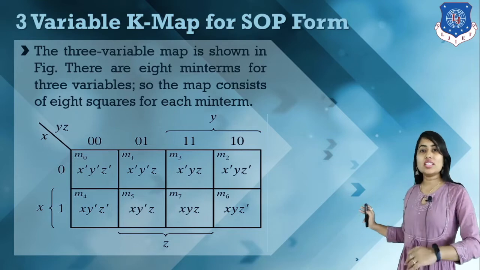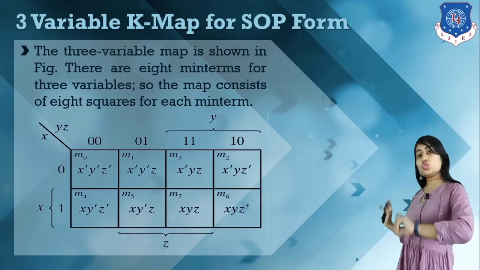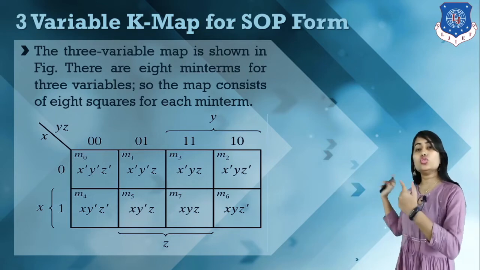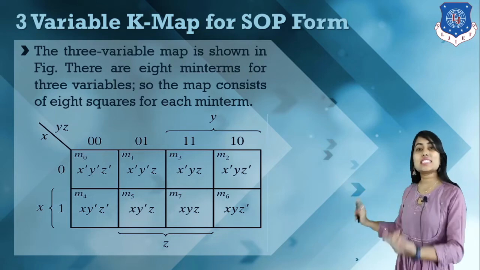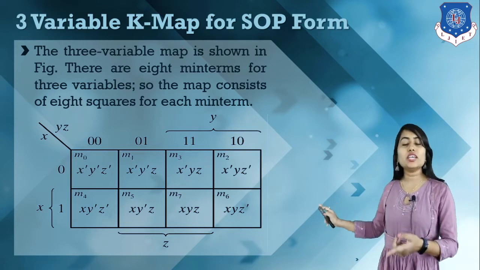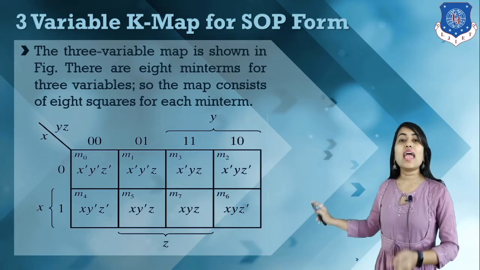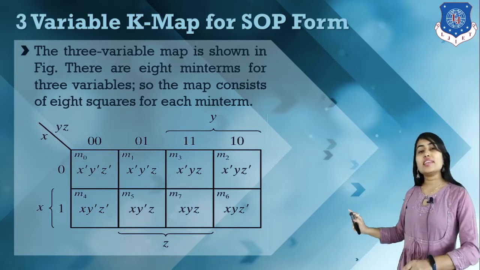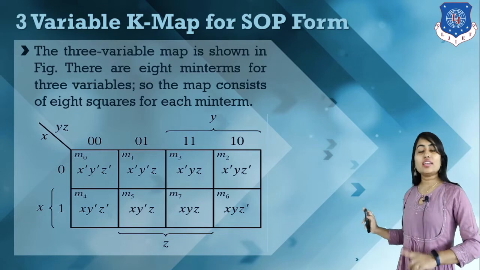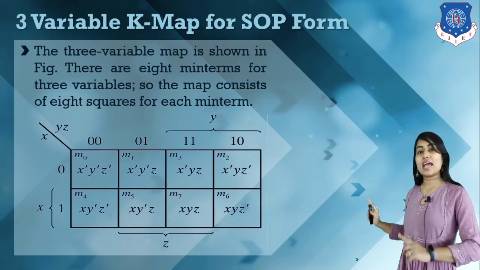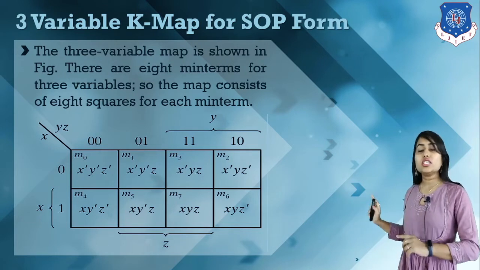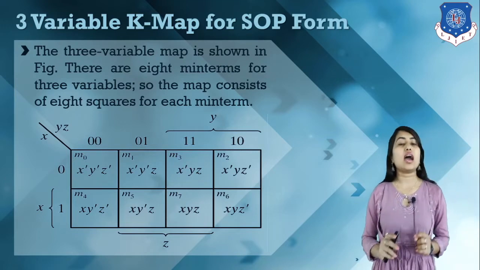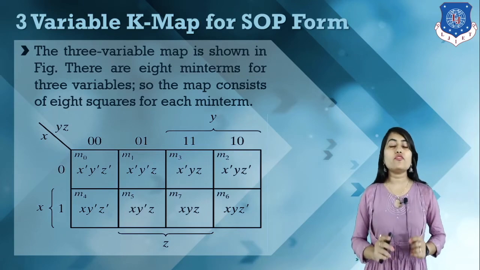So we have the conditions numbered 0 1 2 3 4 5 6 7. The minterm for 0 is basically x' y' z', then we have the term x' y' z, and then x' y z, and then this term x' y z'. So this is how we can make a K-map for 3 variables.